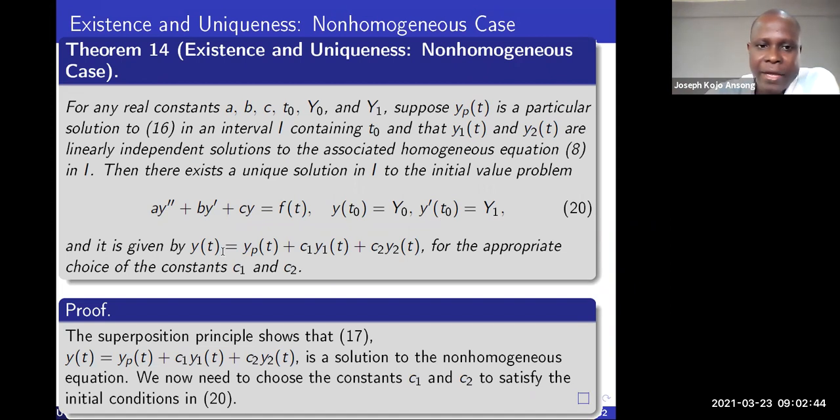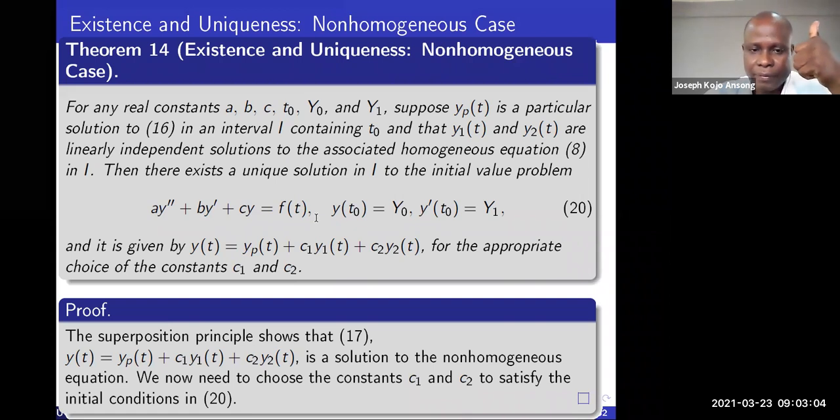And it is given by, in other words, the unique solution is given by this. We've seen this already for the appropriate choice of the constants C1 and C2. So first, this says that if I have a non-homogeneous initial value problem, second order constant coefficient, a solution to that exists. The solution is unique, and the solution is given by this expression. All right, good. So what do we have to do to prove it?